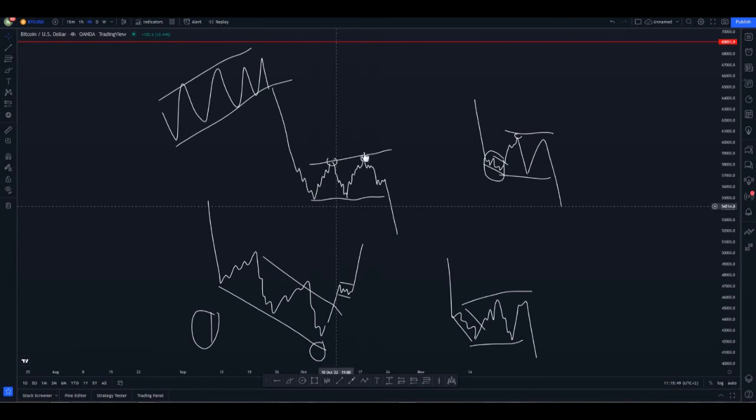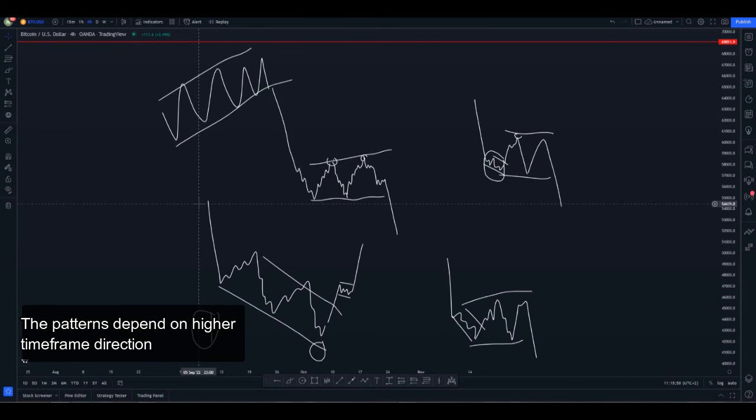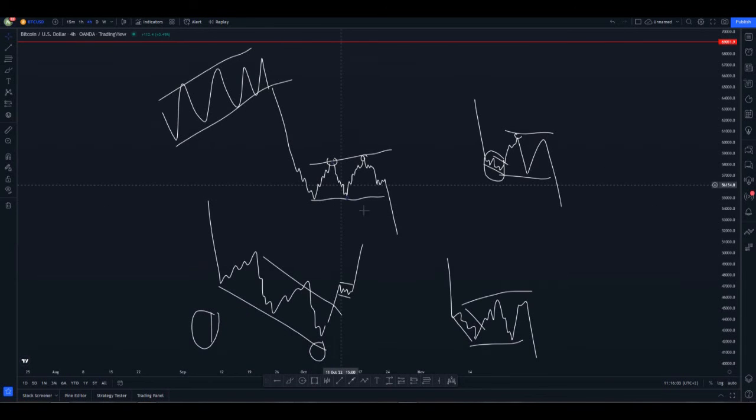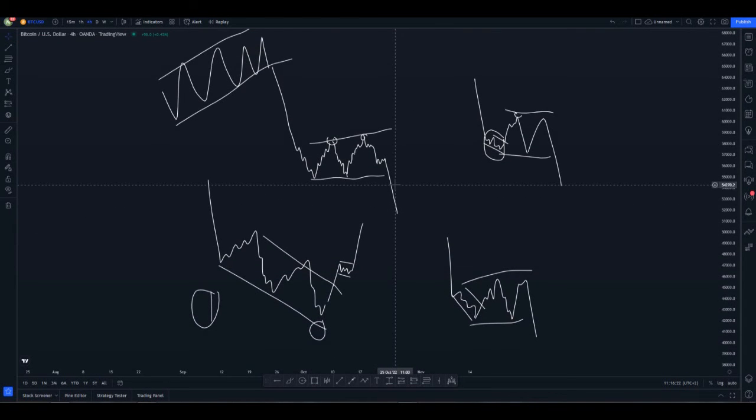This structural continuation works as a structural continuation on both sides. It just depends on the direction, the higher time frame direction. If the higher time frame is bearish, then you know you're looking at structural bearish patterns and corrective bearish patterns. If it's bullish, you look at bullish structural patterns and bullish corrective patterns. That's it. There's nothing much to stress about it.